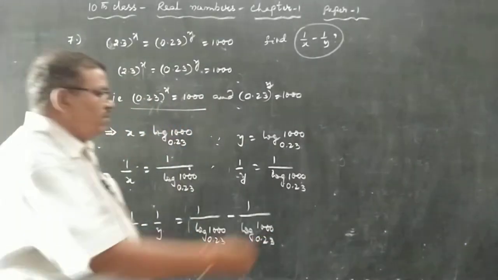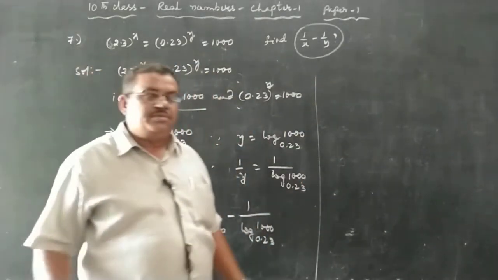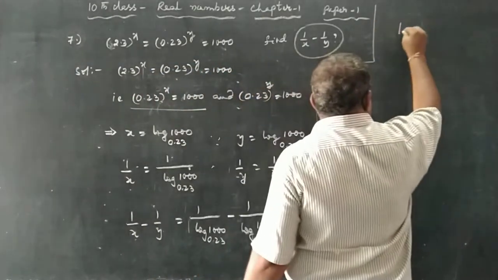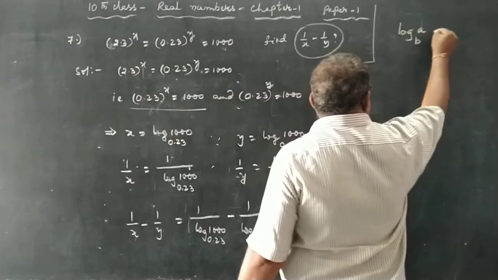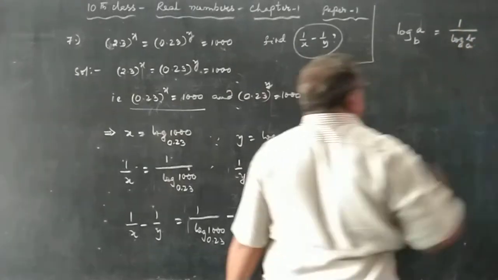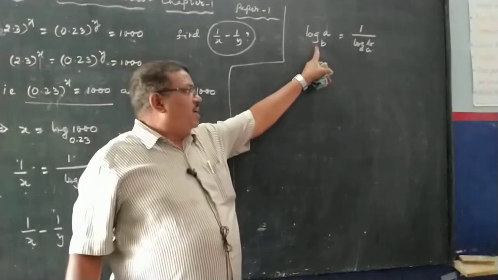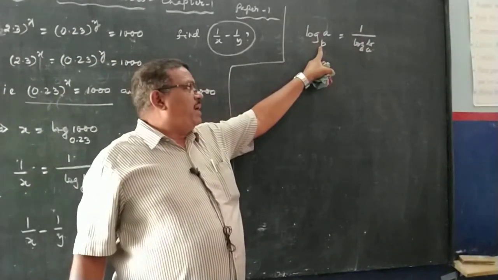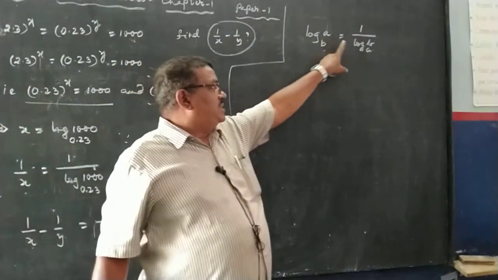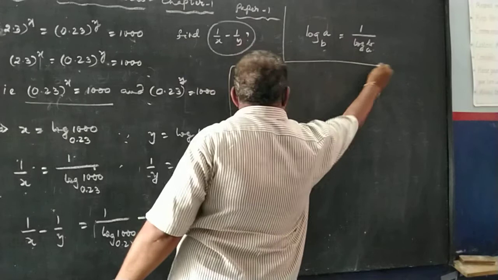So here, up to now we didn't read this formula, change of base in logarithms. Log a base b can be written as 1 by log b base a. This formula up to now we didn't come across in our syllabus, but in logarithms this formula is there for us. As per mathematical convenience, we have to read this formula. Log a base b can be written as 1 by log b base a. Using that formula, we have to do this problem.